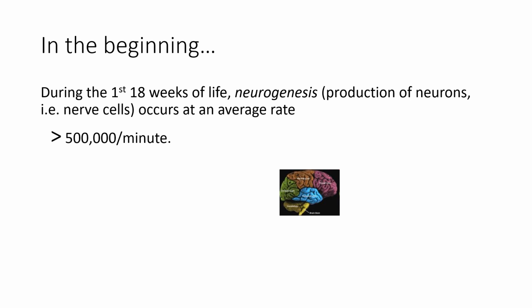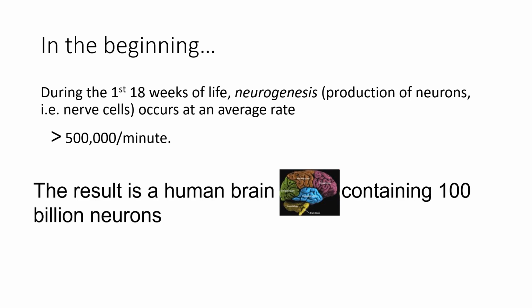Neurogenesis still occurs after that, like I said, but definitely at nowhere near this rate. But during the first 18 weeks of life, 500,000 neurons are being created every single minute. So the result is that the human brain contains about 100 billion neurons at birth.